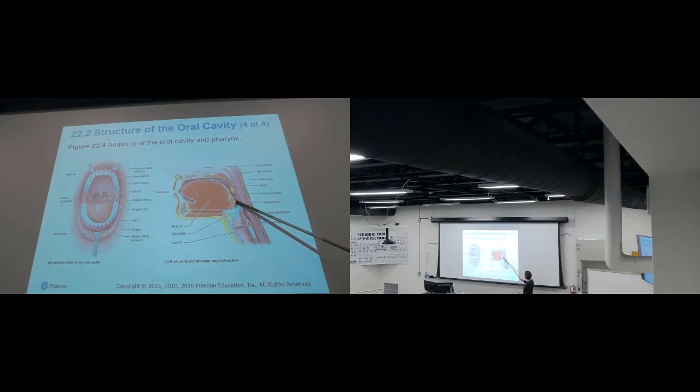And then this is the posterior opening, the fauces, roof, floor, anterior opening. And then here we have nasopharynx, oropharynx, laryngopharynx, and then esophagus. So this pharynx is a muscular tube made by superior, middle, and inferior constrictor.